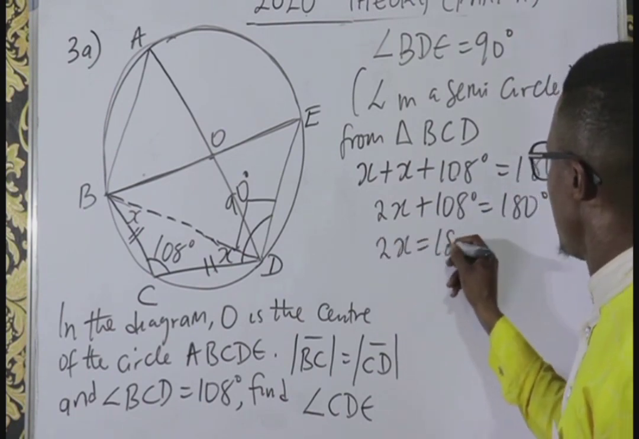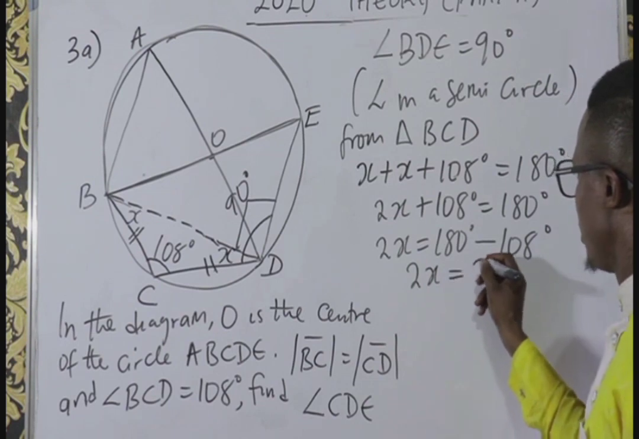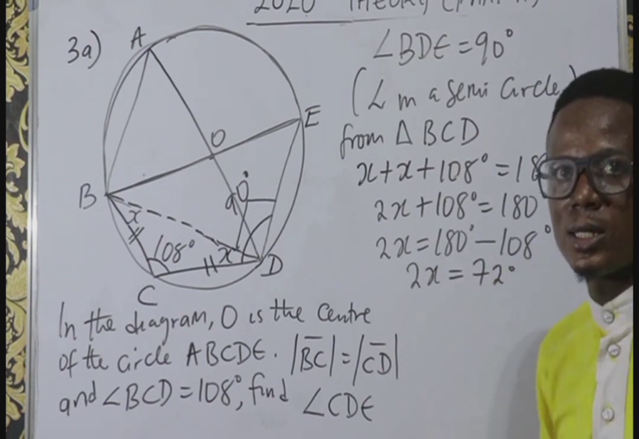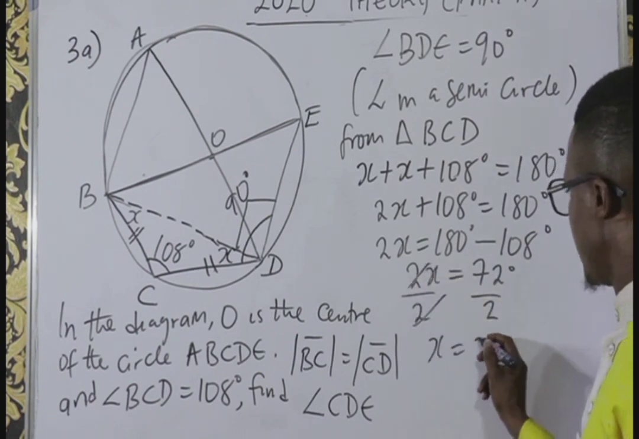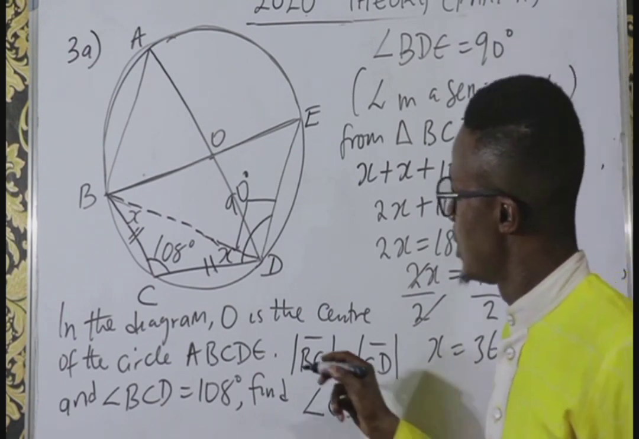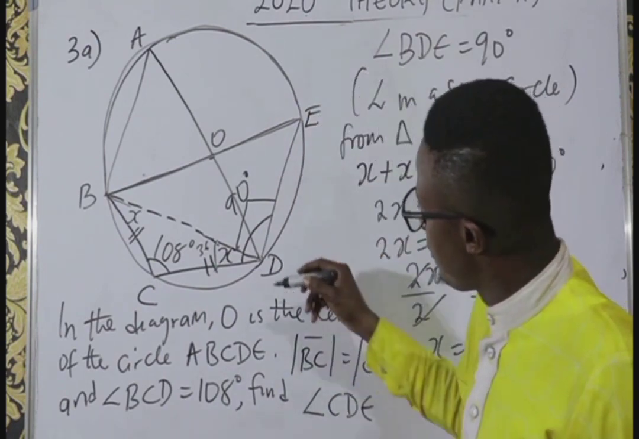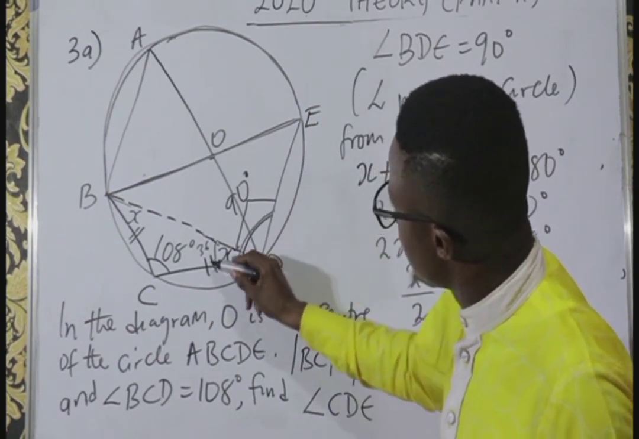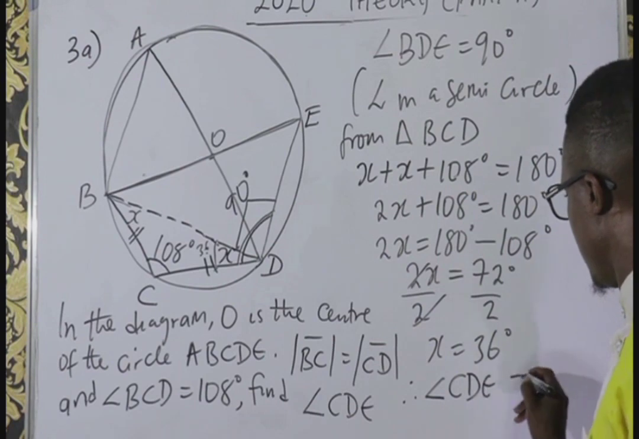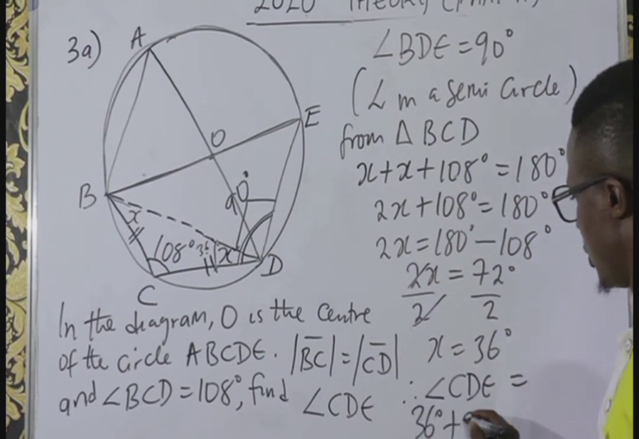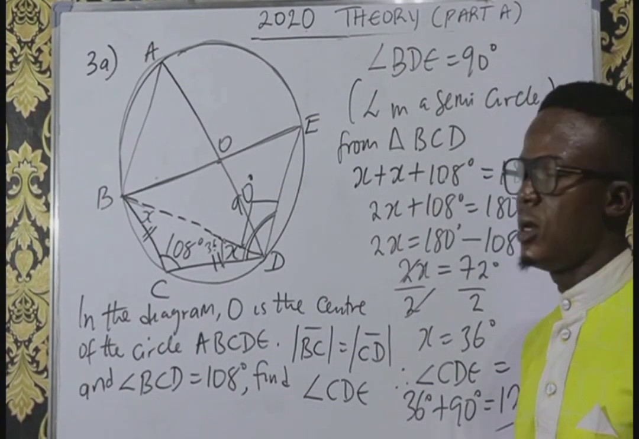So 2x will give me 180 degrees minus 108 degrees. So 2x will give us 72 degrees when I subtract. So to get the value of x, I will divide by 2. This cancels out, so x is 36 degrees. That's the value of x. Therefore, this angle here is 36 degrees. But angle CDE that I'm looking for is from here to here, which is 36 plus 90. Therefore, angle CDE will now be 36 degrees plus 90 degrees. And that will give us 126 degrees. So let's take another question.